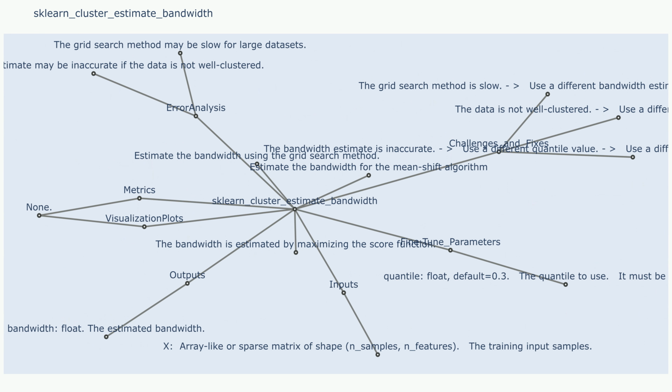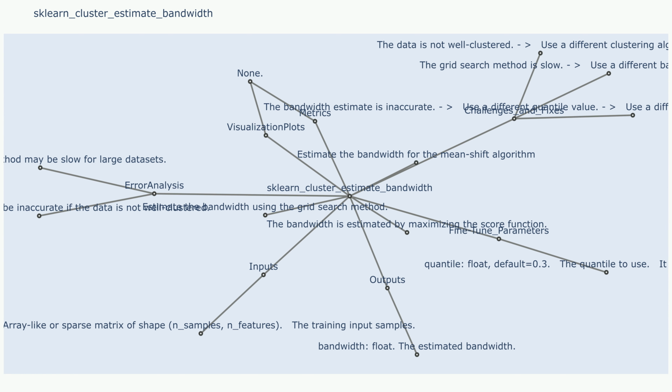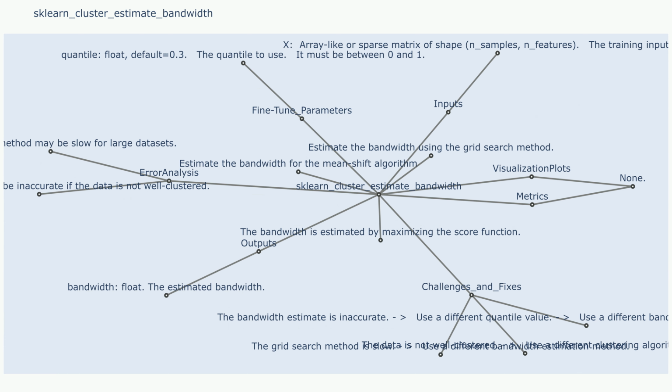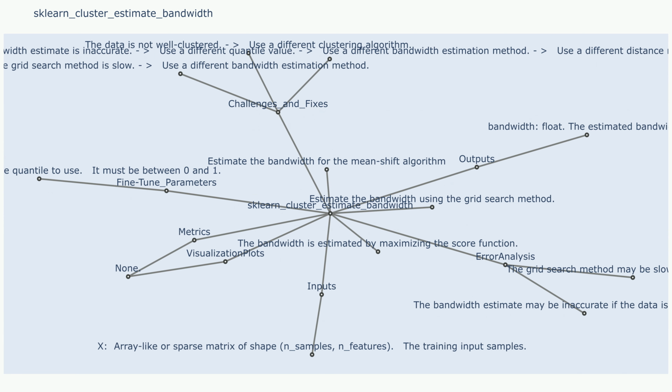Uncertainty methods. Bootstrap resampling: repeat the bandwidth estimation process multiple times on different subsets of the data. The variation in the resulting bandwidth estimates can be used to quantify uncertainty. Cross-validation: split the data into training and testing sets. Estimate the bandwidth using the training data and evaluate its performance on the testing data.